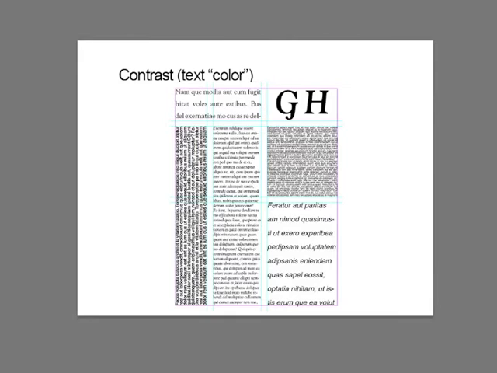Next is contrast, and for this example I'm using something called text color. Text color is nothing to do with the color of the text, it is the way that the text is spaced. And you can see in this type sample that the way these different paragraphs have been spaced creates really interesting and varied text color.